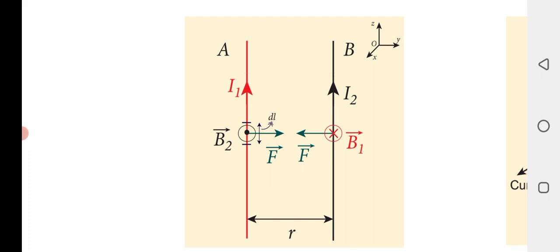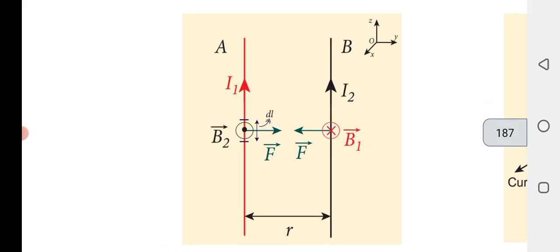The current and the magnetic field values are exactly perpendicular to each other, and the force value is also mutually perpendicular to the current and the magnetic field. For conductor A, the force is in the inward direction, shown by the inward symbol, and for conductor B it is also inward, mutually perpendicular to the current and the magnetic field.